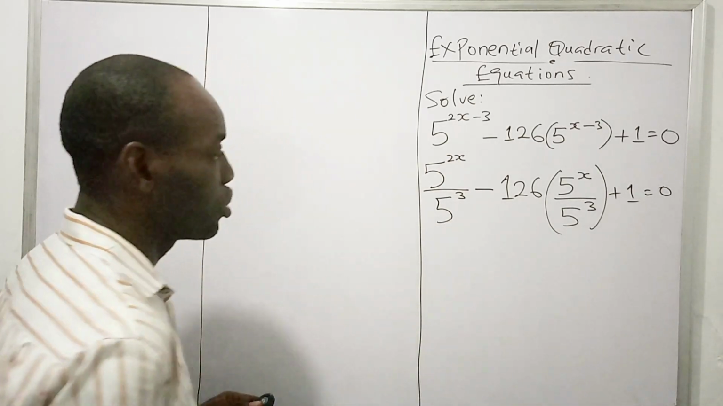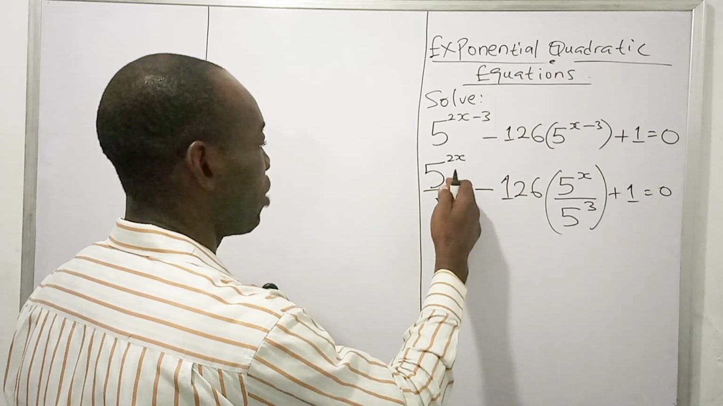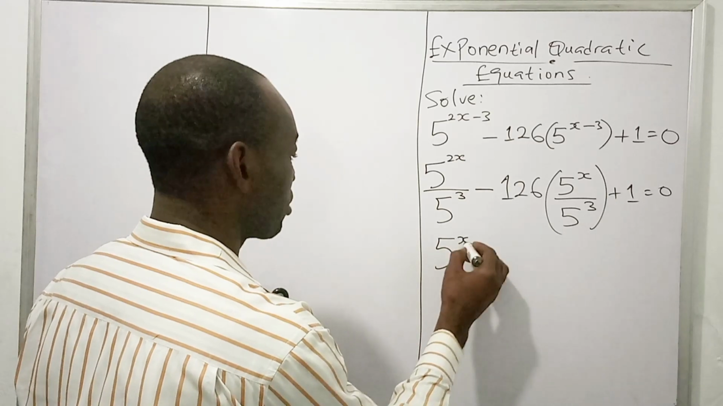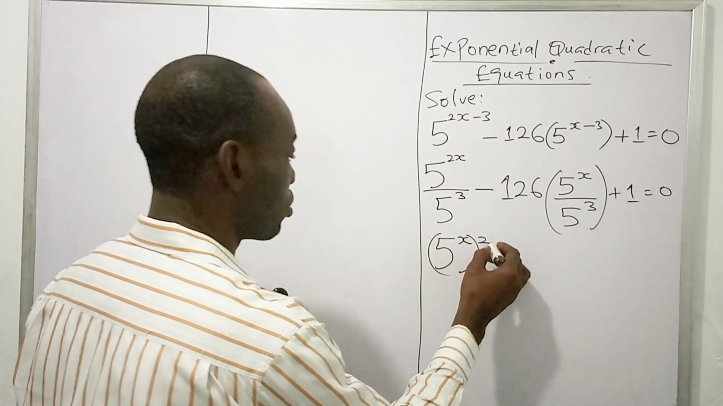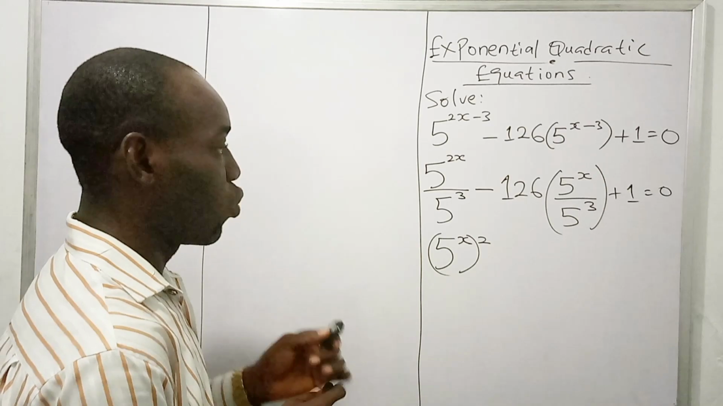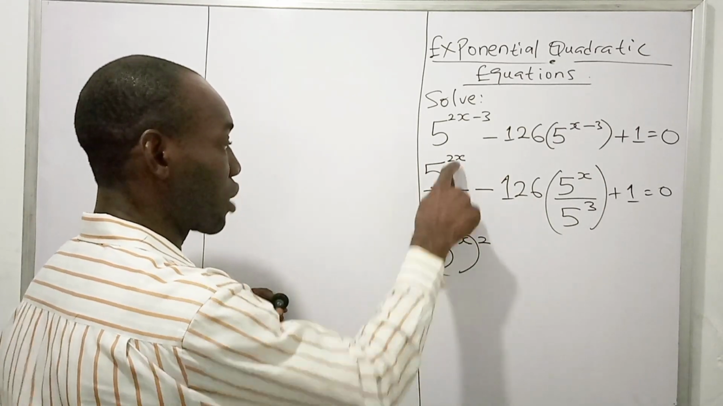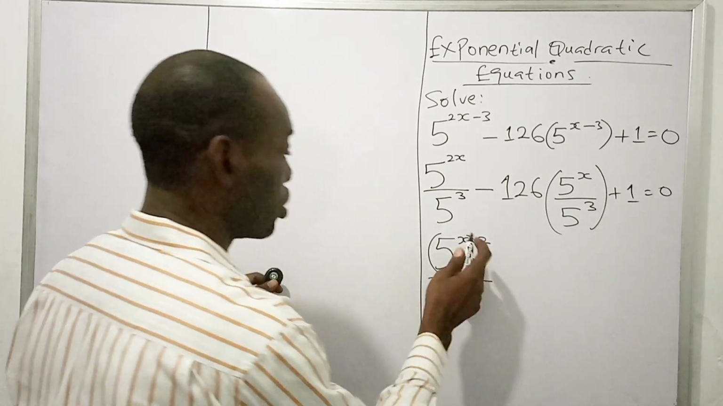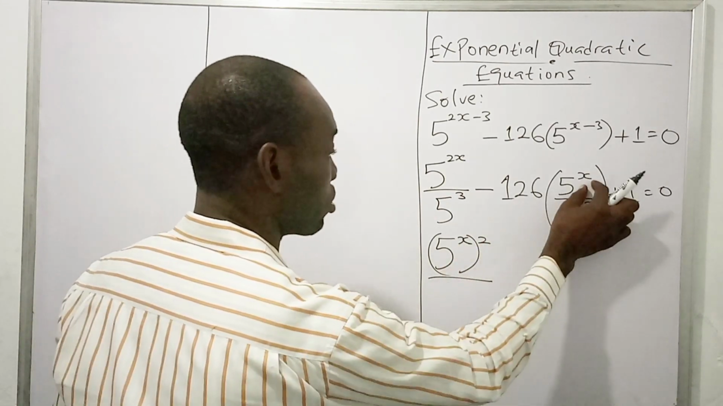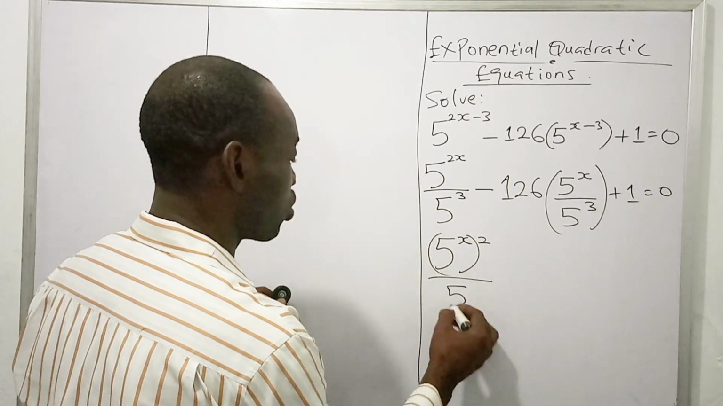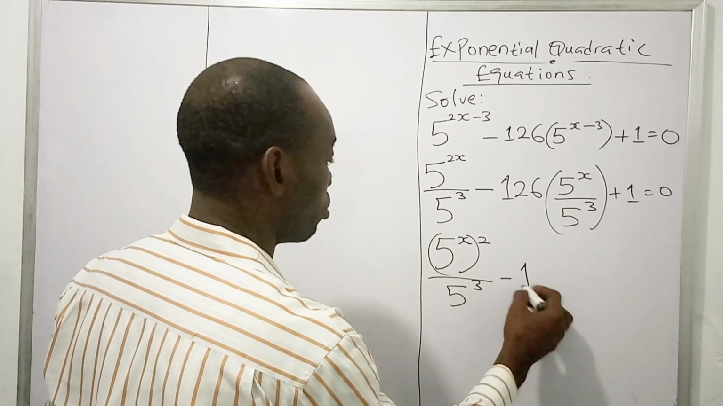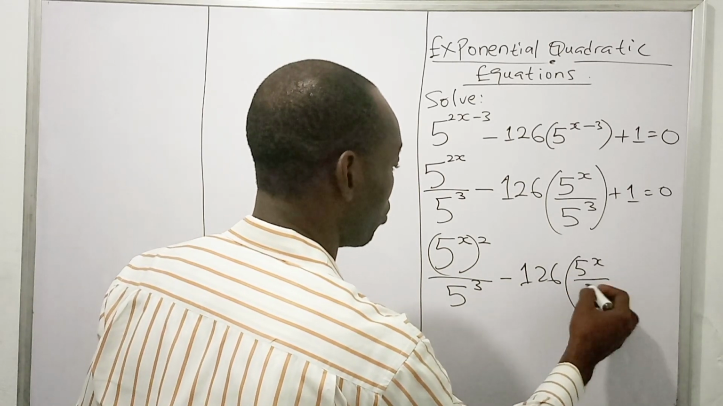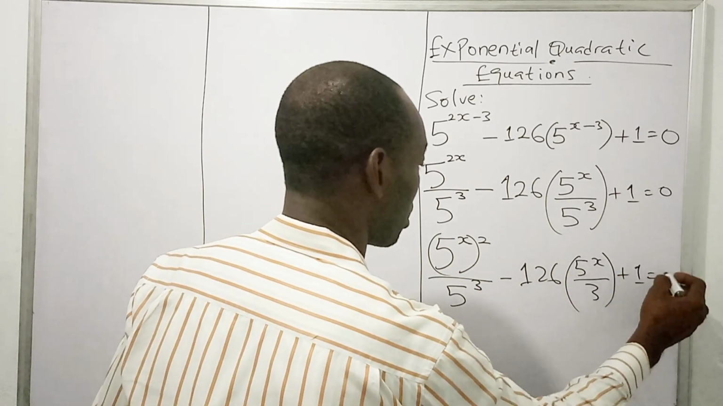Now, from here, what do we do? This expression here, 5 raised to the power 2x, can also be written as 5 raised to the power x, all raised to the power 2, also from indices law. We can return this back to this by saying x times 2 gives us 2x. We're doing this so that this can look similar to this. So we have 5 raised to the power 2x over 5 raised to the power 3, minus 126 in bracket 5 raised to the power x over 5 raised to the power 3, plus 1 equals 0.